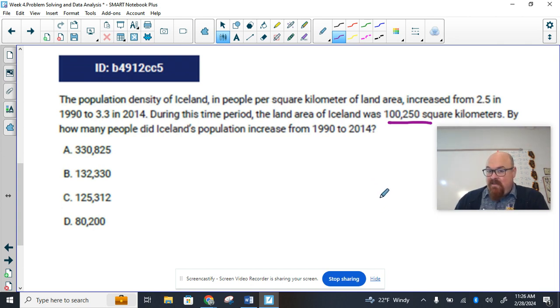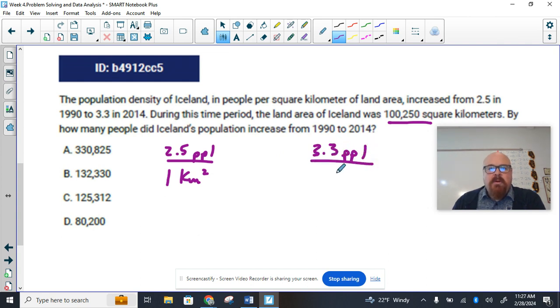So the land mass did not change, right? By how many people did Iceland's population increase? So we know the density changed from 2.5, and that's people, right? So 2.5 people per square kilometer. So we can write that rate, and then it increased to 3.3 people per 1 square kilometer. And they want to know what was the actual population increase, not the rate, but the actual number of people that it changed by. So we're going to take two approaches to this.